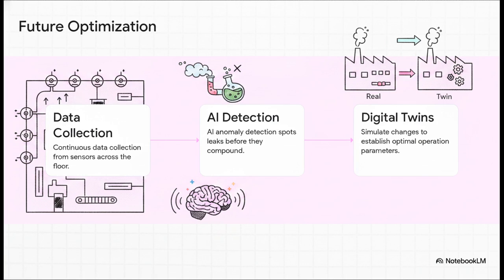We need modern tools. The future of optimization relies on a really clear predictive progression. Step 1 is continuous data collection from sensors all across the floor. Step 2 utilizes AI anomaly detection. AI can spot a tiny steam leak or a slight chemical imbalance long before a human operator ever could, effectively predicting the loss before it compounds. And Step 3? Using digital twins to simulate changes without actually stopping production. This lets you establish the absolute optimal operation parameters. We are moving from reactive fixing to proactive, predictive perfection.